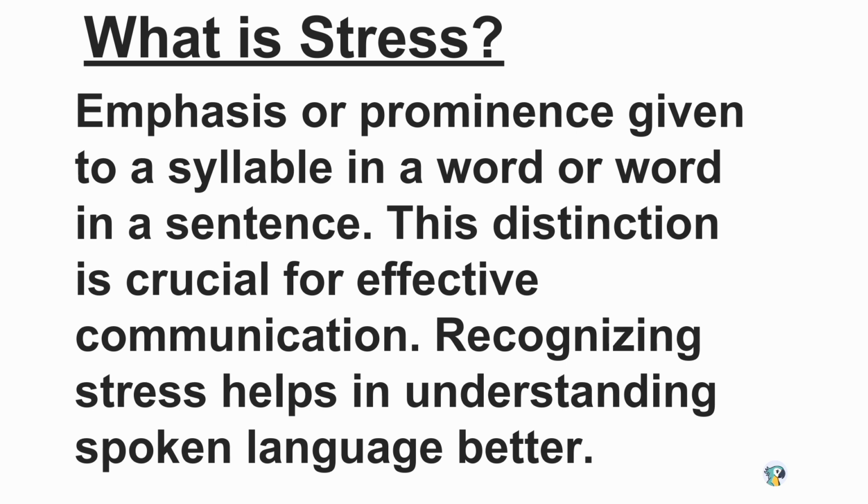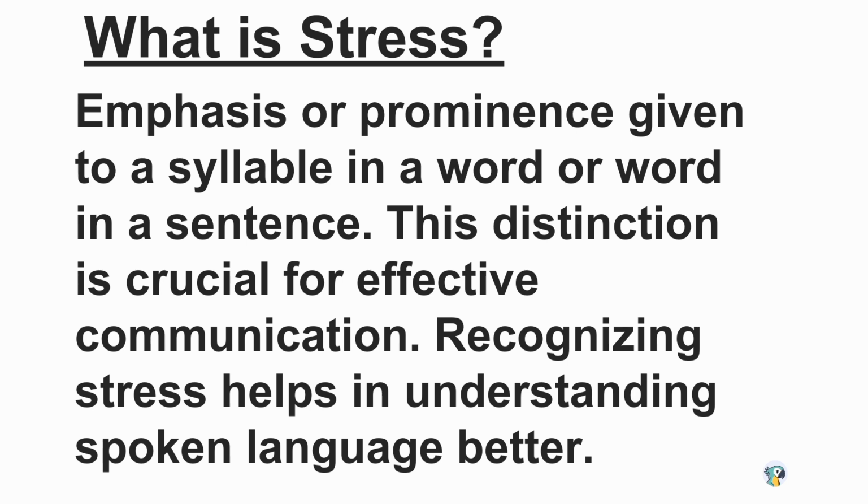For example, in the word record, re and cord are the two syllables that make up that word. So the word record is a verb in the sense that the syllable re is quieter, while cord is longer and louder. So in the word record, re is not stressed, while cord is stressed.